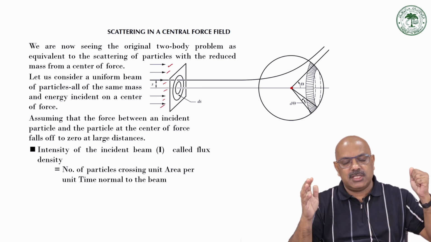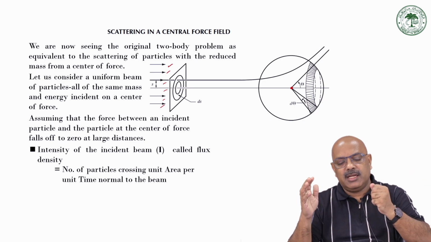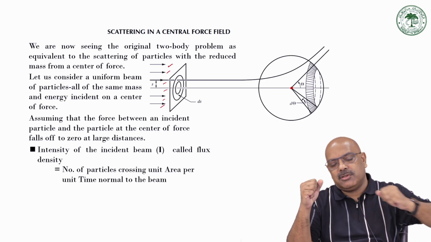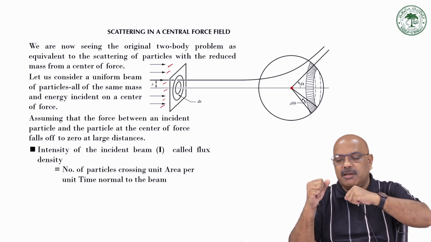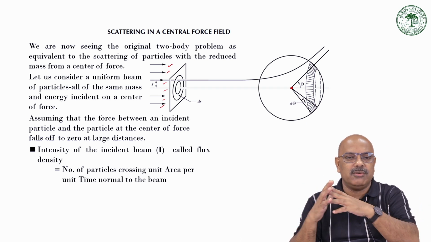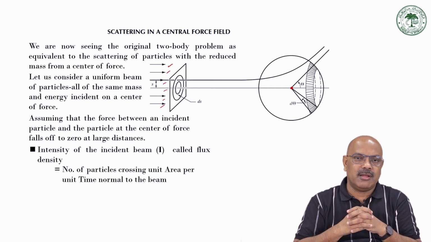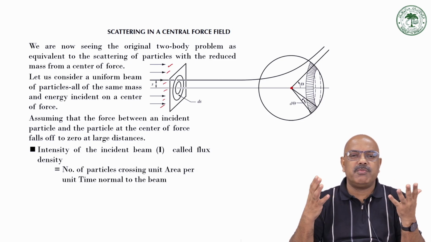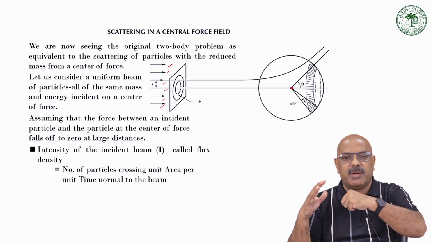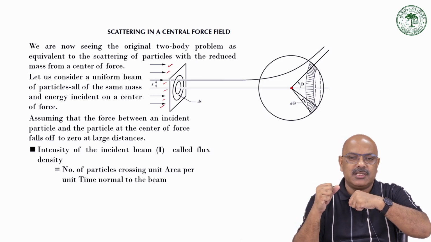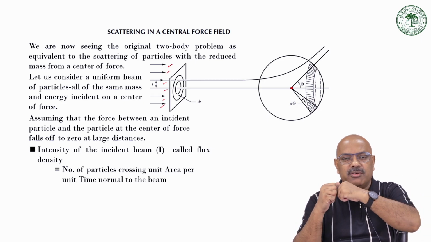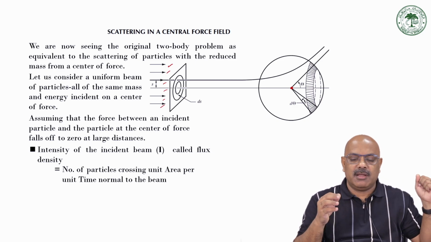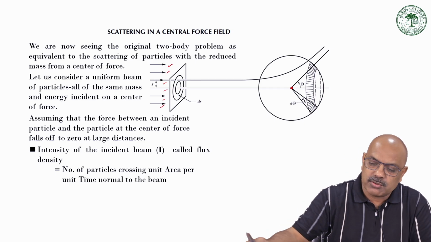If this is a positive particle and the target is also positive, then as it goes towards it, it must have a certain energy. Otherwise it is not going to reach the nearest approach to the target. We then assume that the force between an incident particle and the particle at the center, which it is trying to hit, falls to zero at large distance. That means the force is of the 1/r² type.